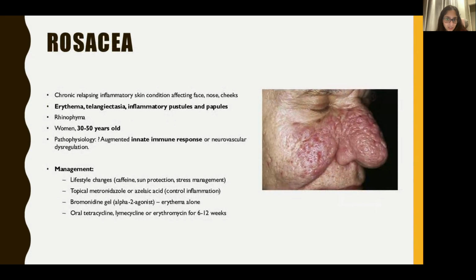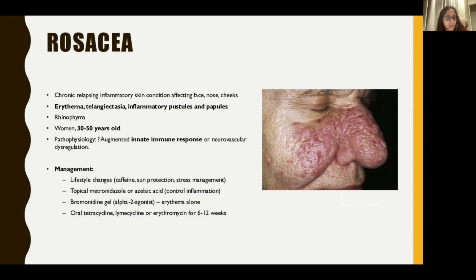So next is rosacea. So this is an inflammatory condition which affects the face, nose, and the cheeks. So you'll quite often see rhinophyma, which is, as you can see in this image, the nose looks very inflamed, and you can see that it has enlarged. So you would see erythema, telangiectasia, and also inflammatory papules and pustules. It is more common in women aged between 30 to 50.